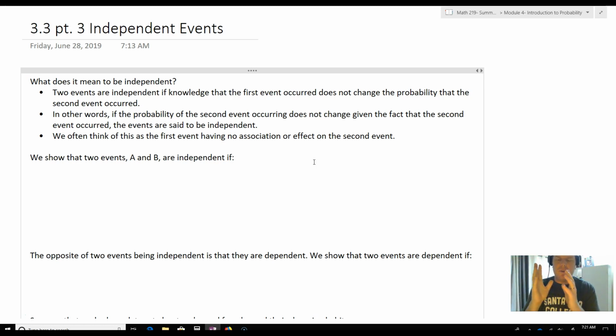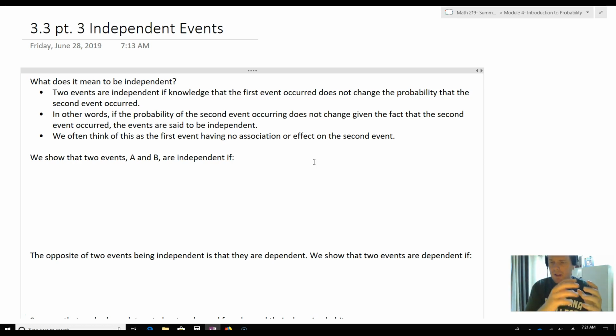Now we're going to talk about specific kinds of events. One, how do I prove that they're specific kinds of events? And then what does it mean to have these kinds of events? In this case, we're going to use the concept of conditional probability and our standard probability.